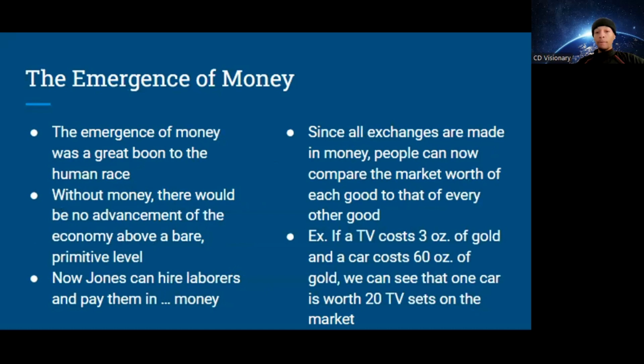The emergence of money was a great boon to the human race. Without money, there would be no advancement of the economy above a bare primitive level. Now Jones can hire laborers and pay them in money. Since all exchanges are made in money, people can now compare the market worth of each good to that of every other good. So for this example, if a TV costs 3 ounces of gold and a car costs 60 ounces of gold, we can see that one car is worth 20 TV sets on the market.